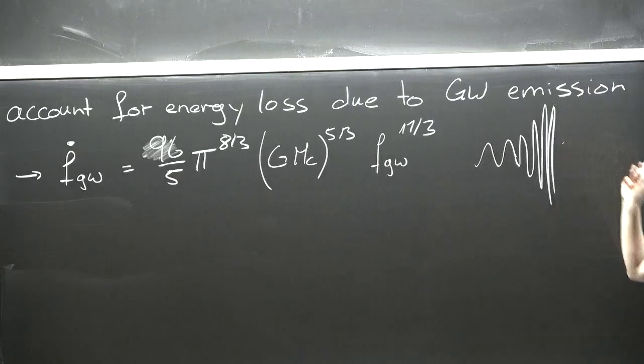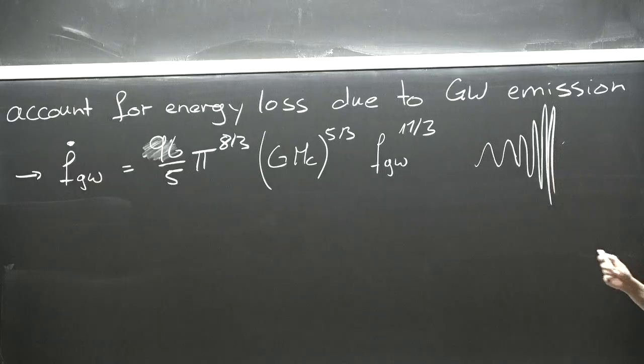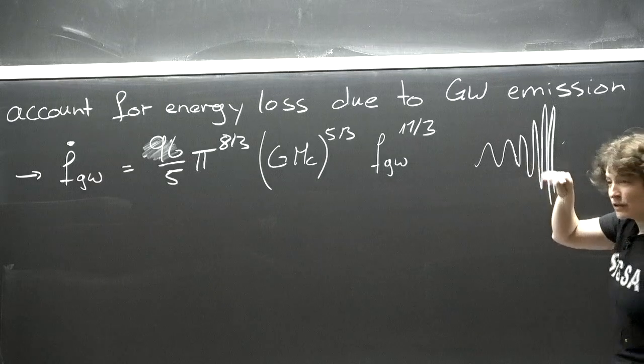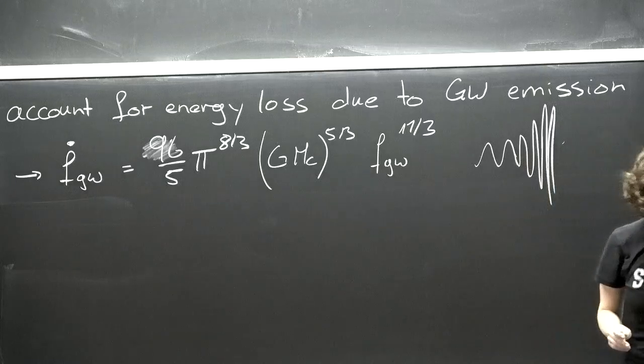So that's the type of signal that we expect from these mergers. This is the type of signal that LIGO has seen. And this is what people call the chirp signal, right? Because like a bird, it goes up in amplitude and frequency towards the end.